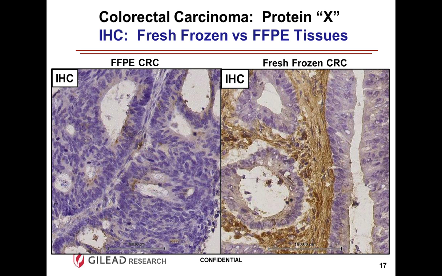So what we did was we looked at the fresh frozen component of this tissue. This is not a serial section, but I will show you a few in the next couple slides. Then we got this result on the right, where we stained protein X antibody on fresh frozen colorectal carcinoma tissue. A very, very different staining pattern. We see a lot of staining in the stroma and no staining in the tumor cells. And we wanted to know, is this specific?